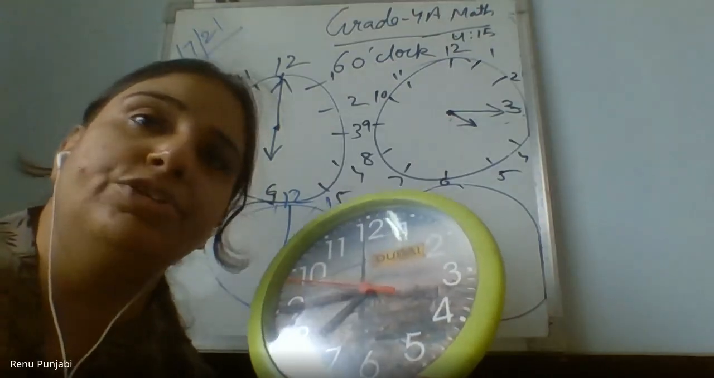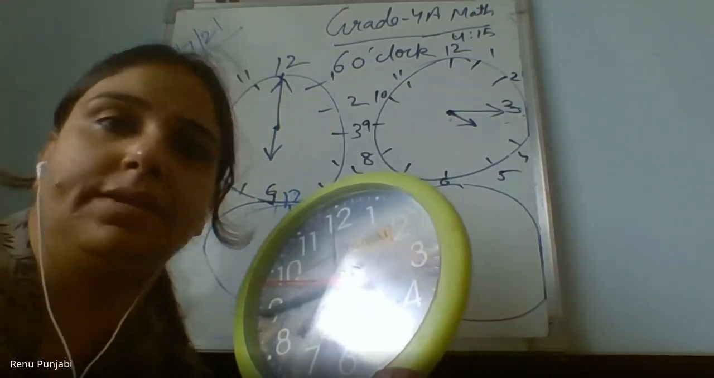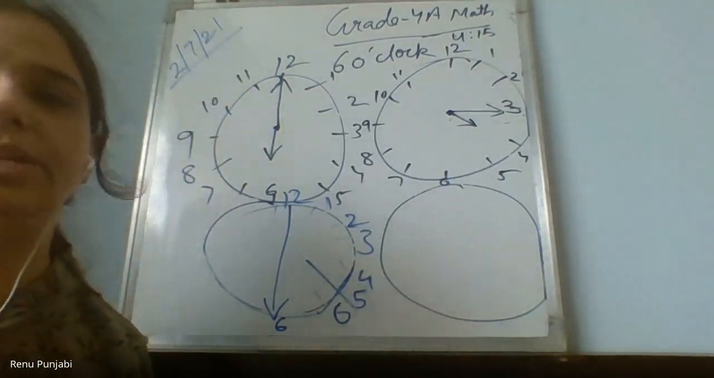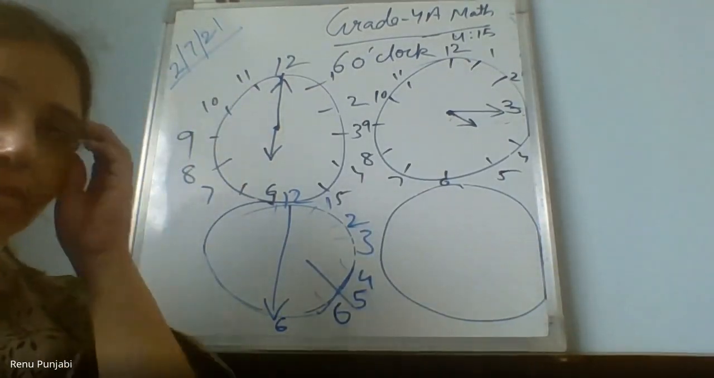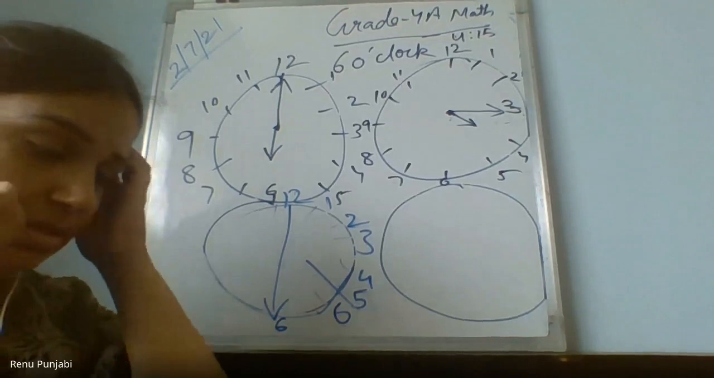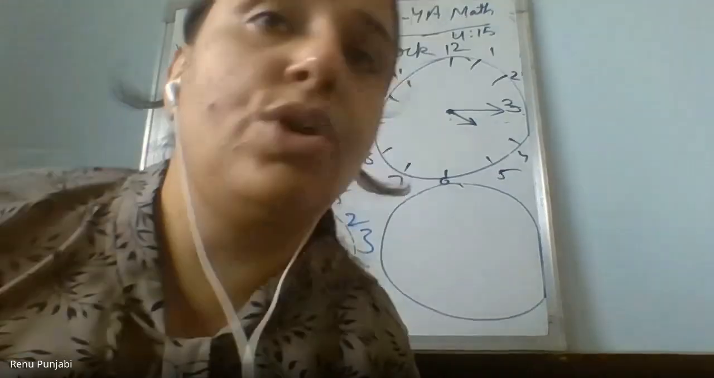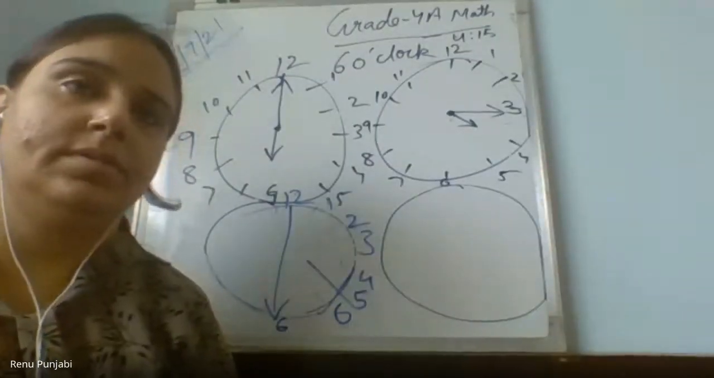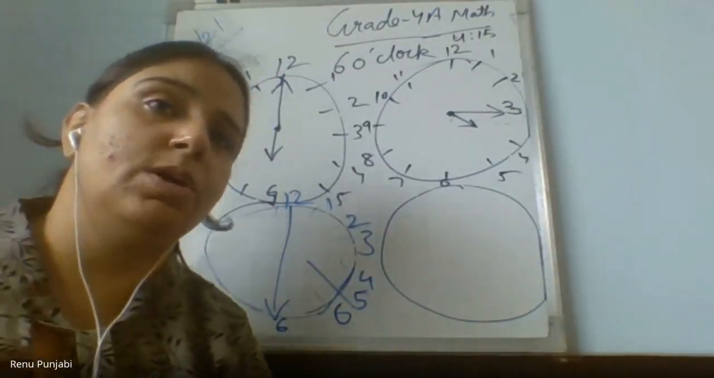Ma'am, I can make the clock with pencil. Naturally, you need to draw with a pencil only, not with the pen. Draw clocks with the pencil only, everyone. Ma'am, which heading we have to write? The heading which is given in your worksheet, no?